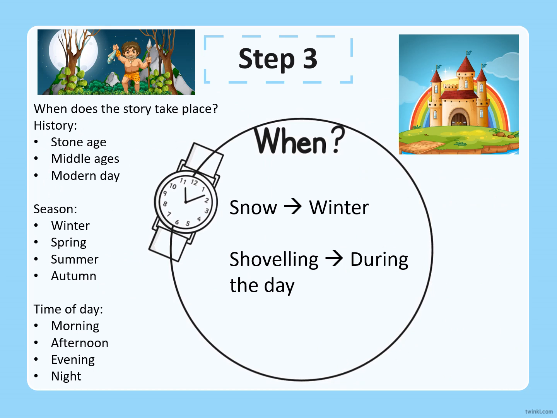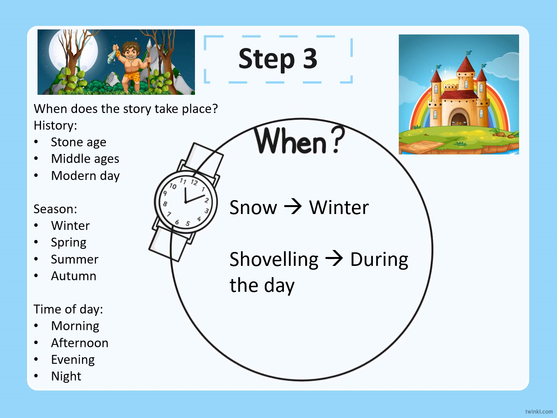Step 3, that is our when. So we need to know, when does the story take place? This could be lots of different things. This could mean in history. Is it Stone Age? Are there cavemen and dinosaurs? Or is it more modern? Is it today? We need to know the season. So a story that takes place in summer and a story that takes place in winter will normally be very different.